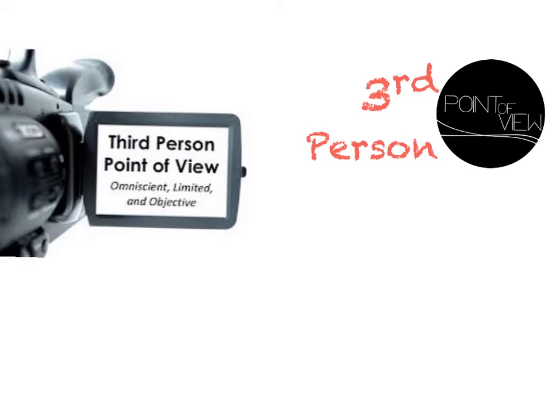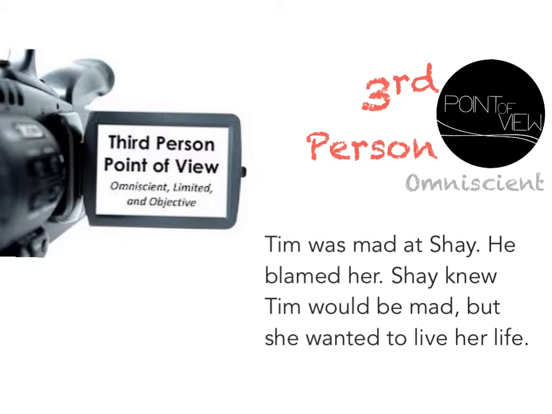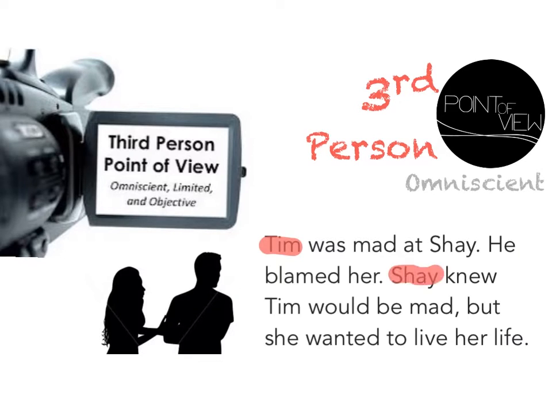Now, when looking at third-person point of view, you also have to determine the kind: omniscient, limited, or objective. With third-person omniscient, the narrator is all-knowing and tells thoughts and feelings of more than one character. For example, in the sentences, Tim was mad at Shay. He blamed her. Shay knew Tim would be mad, but she wanted to live her life. The narrator reveals the feelings of both Tim and Shay.